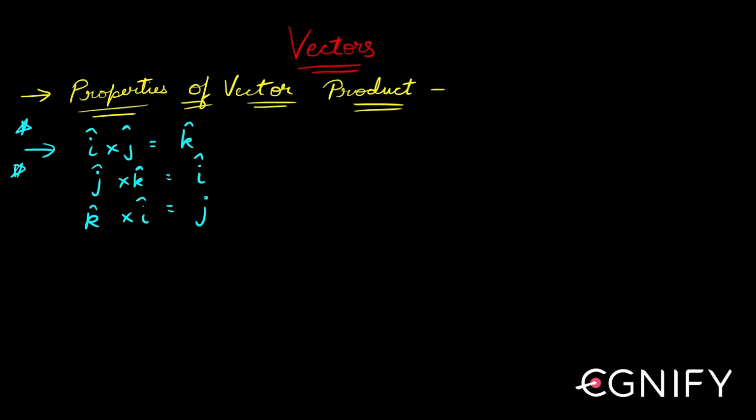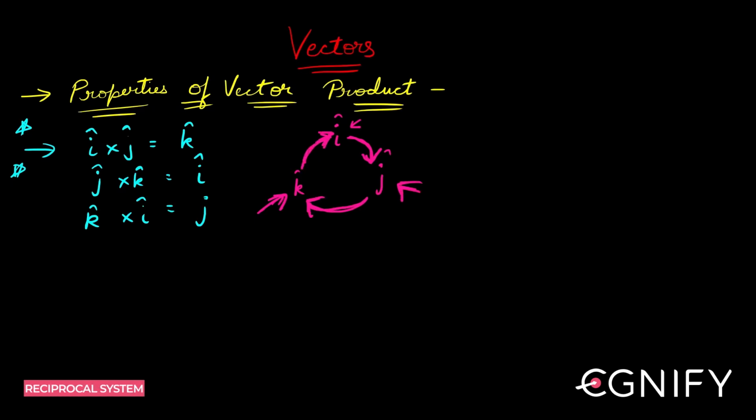So let me just show you how to memorize this order. You can put an i here, a j here, a k here, right? i cross j in this order should be k. j cross k in this order should be i. k cross i in this order should be j. I hope you remember the process. i cross j should be k. j cross k should be i. And k cross i should be j. Right? So just remember this order is very important.